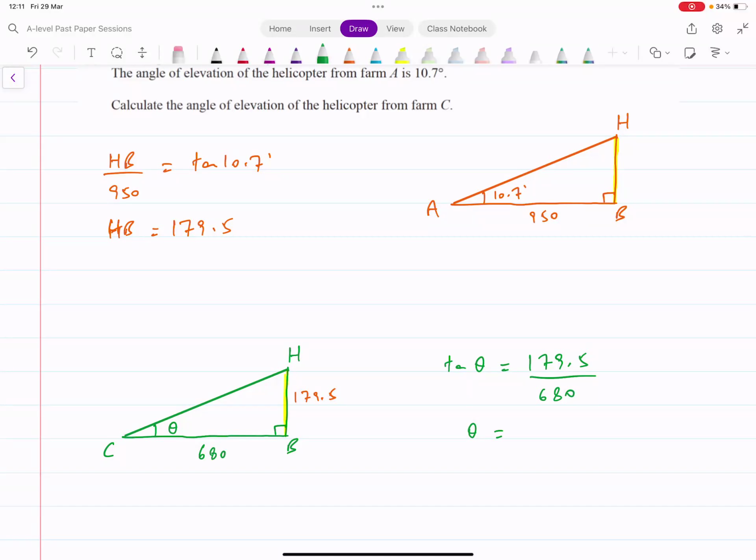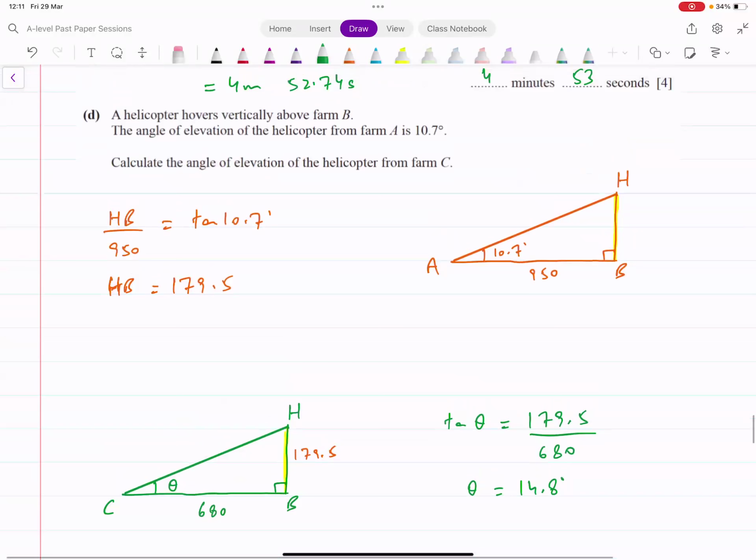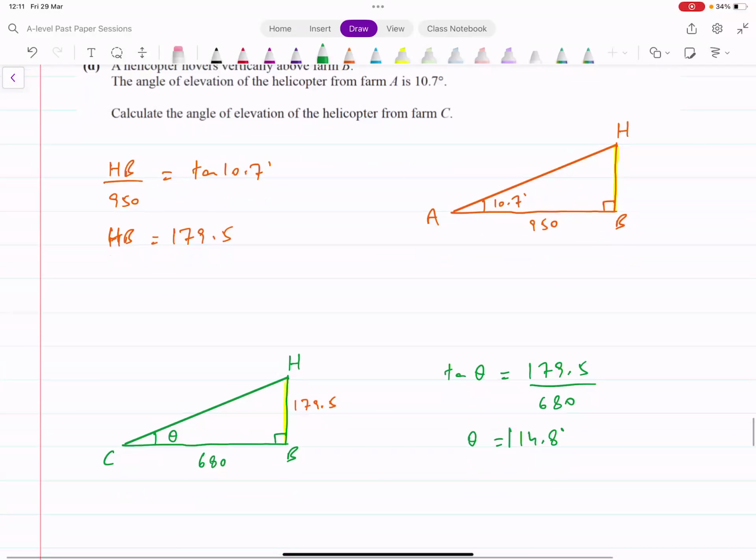Tan inverse of this, that's giving me 14.79. You can say that's 14.8 degrees. That is what we were looking for. The angle of elevation of the helicopter from the point C. Okay, that's your final result.